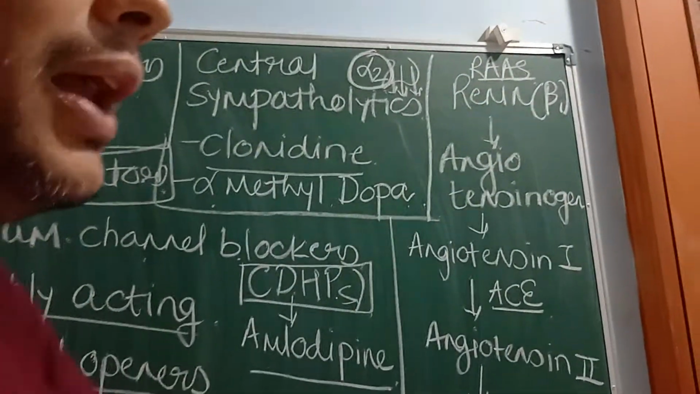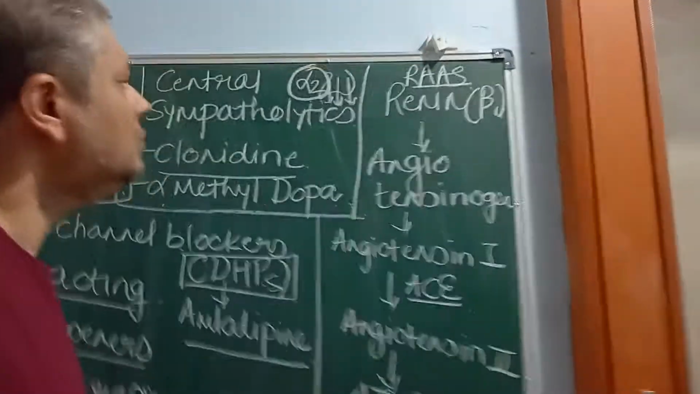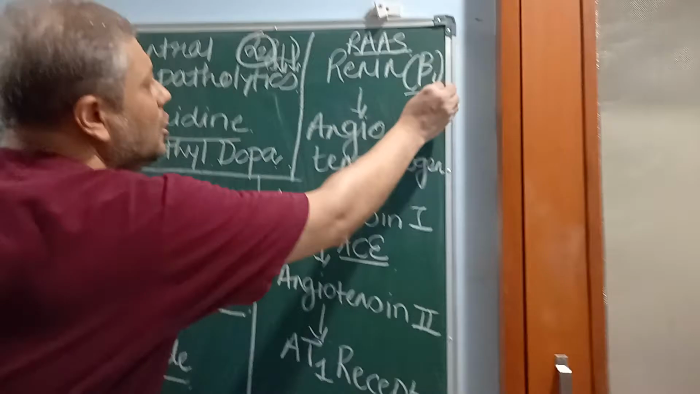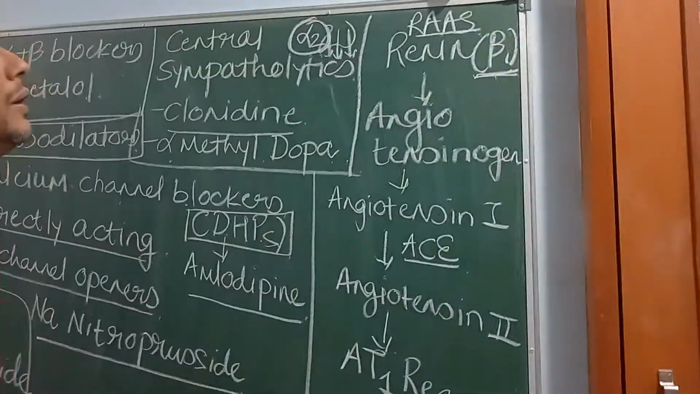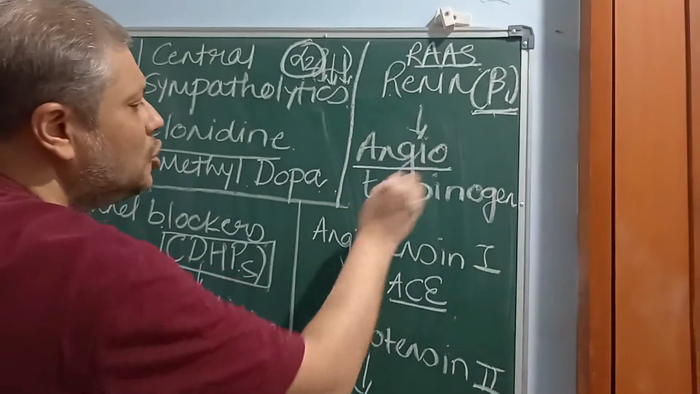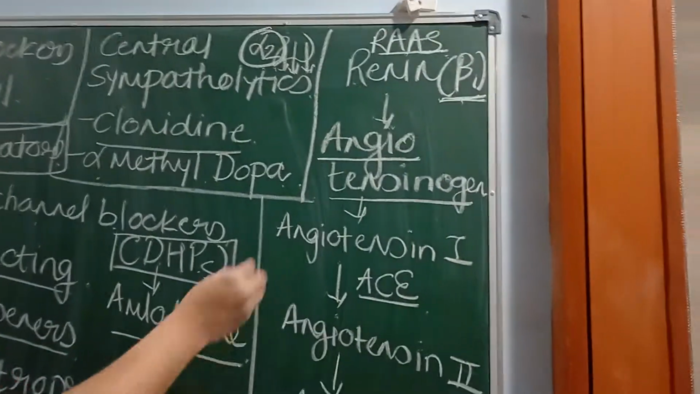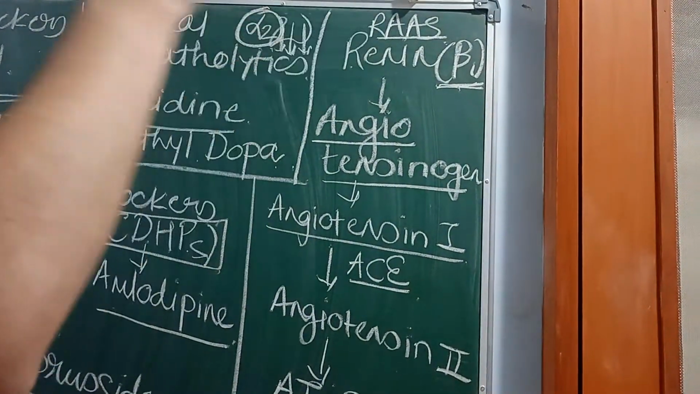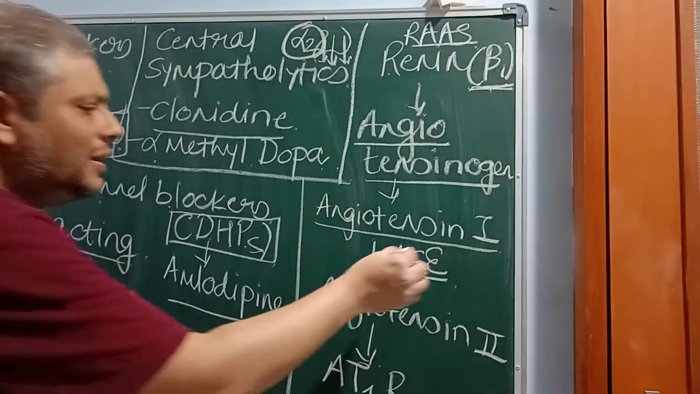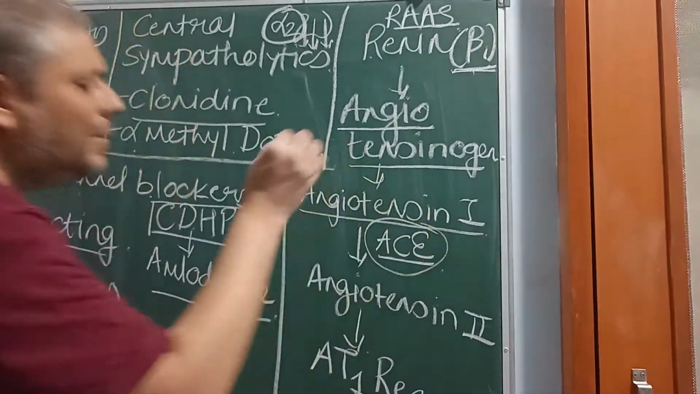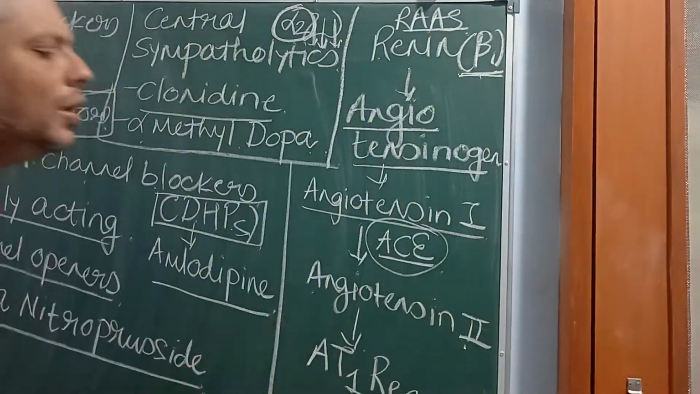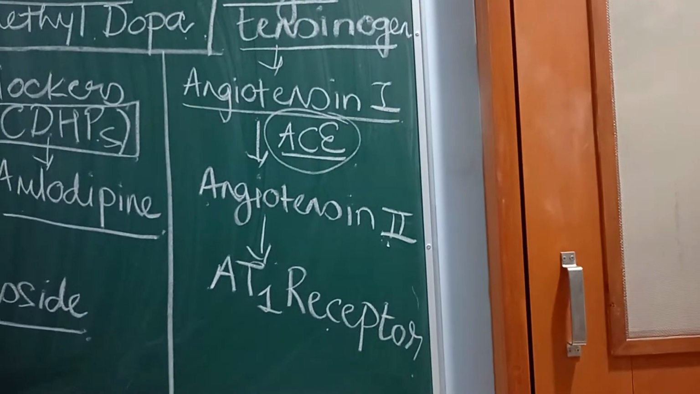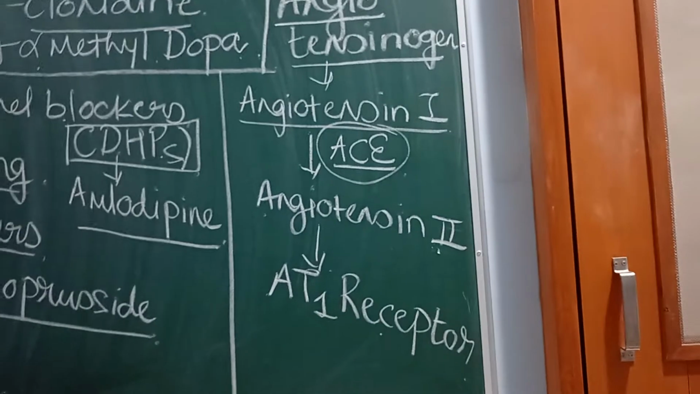You all know that renin is released from the JG cells of the kidney under the stimulation of the beta 1 receptor. This renin acts on the angiotensinogen and converts it into angiotensin 1. Now this angiotensin 1 enters the circulation, and when it reaches the lungs, with the help of the angiotensin converting enzyme, it is converted into angiotensin 2. And this angiotensin 2 acts on the AT1 receptor, and this will lead to a catastrophic action. Why am I using this term?